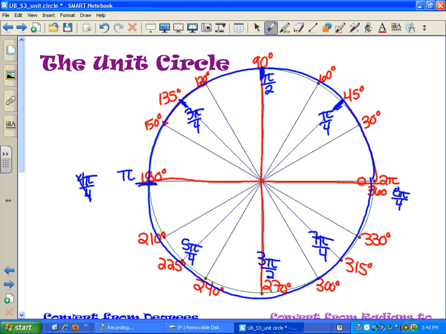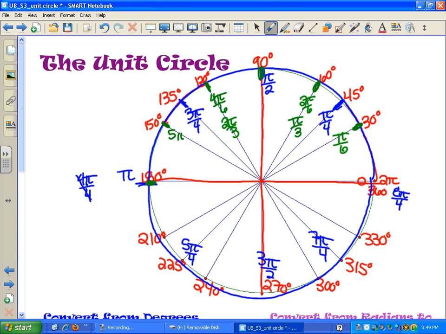So there's those increments. Now let's talk about those 30-degree increments. Between 0 and pi, how many 30-degree increments do I have? 1, 2, 3, 4, 5, 6. So that means I'm taking pi and dividing it by 6. So 30 degrees is pi over 6, 1 pi over 6. 60 degrees is 2 pi over 6. Well, I know that reduces to pi over 3. 90 would be 3 pi over 6, which reduces to pi over 2. 120 is 4 pi over 6. Well, I know that reduces to 2 pi over 3.